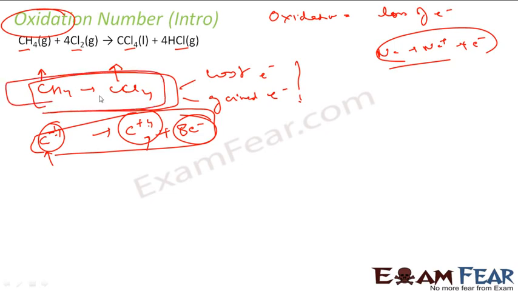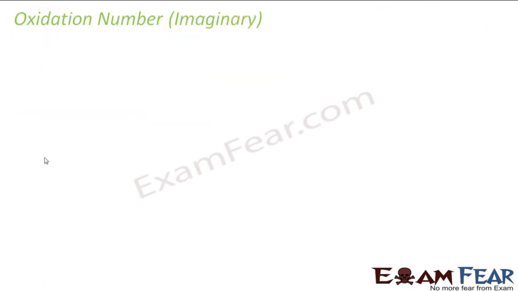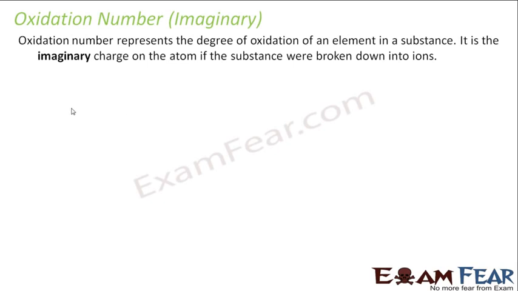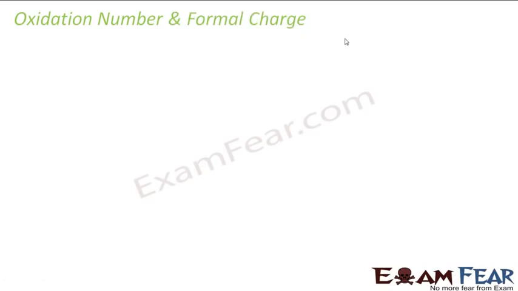Just looking at this reaction, it's difficult to tell whether it was oxidation or reduction, whether it lost or gained electrons, and if so how many. So in that case it's good to have an imaginary charge, and that is oxidation number. As I told, oxidation number is imaginary, and the definition says it represents the degree of oxidation of an element. If you don't understand this line, leave it. Oxidation number is nothing but the imaginary charge on the atom, the charge that will appear on the atom if the particular element or the whole substance is broken down into ions.